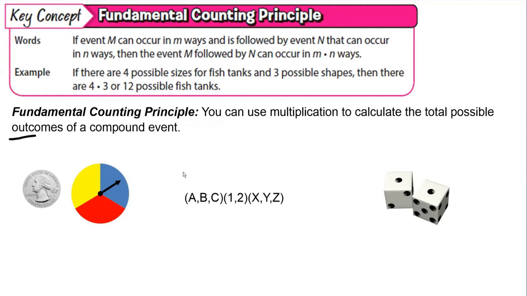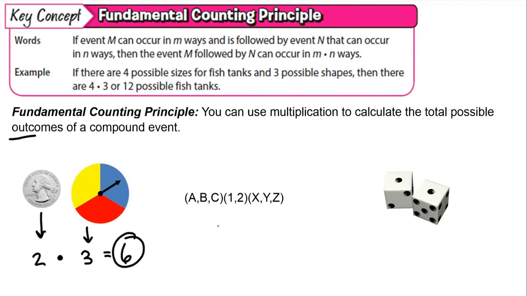If you'll recall the coin and the spinner situation that we had in our last video, we used a tree diagram to come up with 6 possible outcomes. Well, we can use the fundamental counting principle here. There are 2 possible outcomes on the coin. There are 3 possible outcomes of the spinner. The fundamental counting principle says all I have to do is multiply those numbers together, and that tells me the total possible outcomes of that compound event, and there were 6. So if you recall, we did get 6 possible outcomes with our tree diagram.